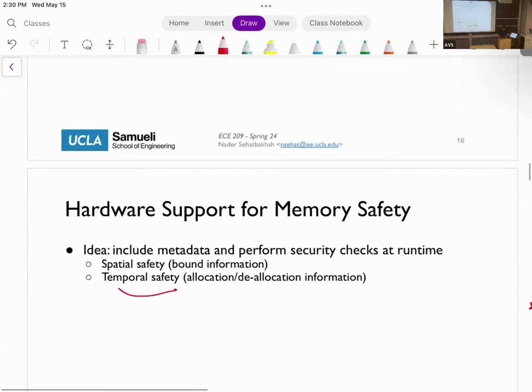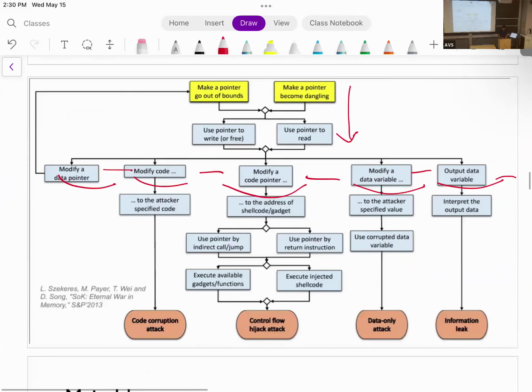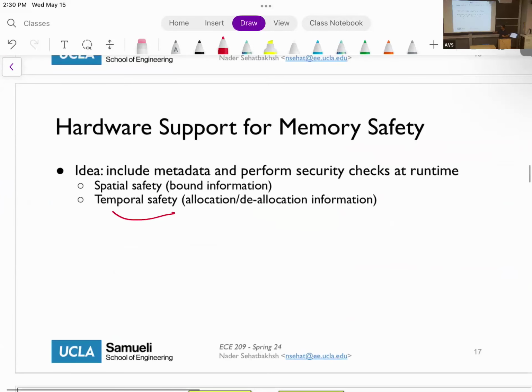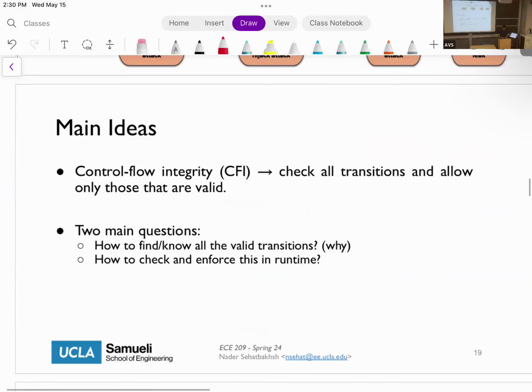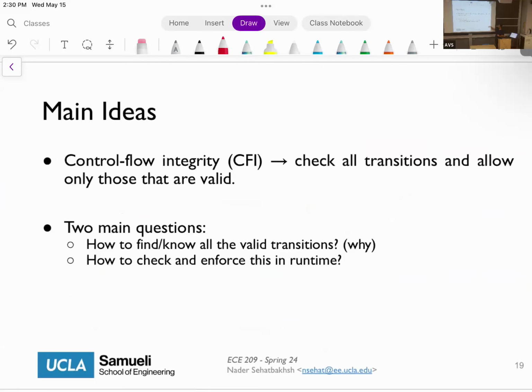The second idea is, so it's like using this kind of metadata and then doing security checks. There are two groups of ideas that we follow. The first one is control flow integrity, or CFI. The idea is that if you are really worried about the code, what we need to do is make sure that all the transitions are valid, right?